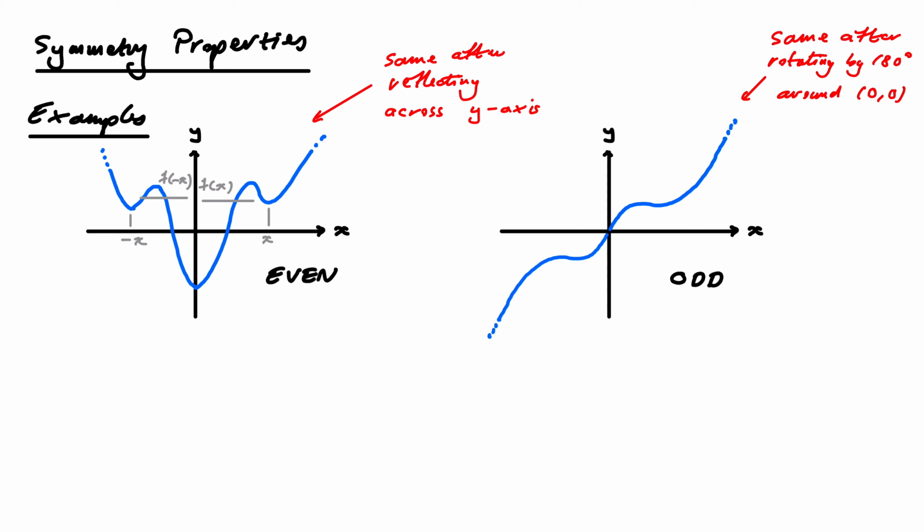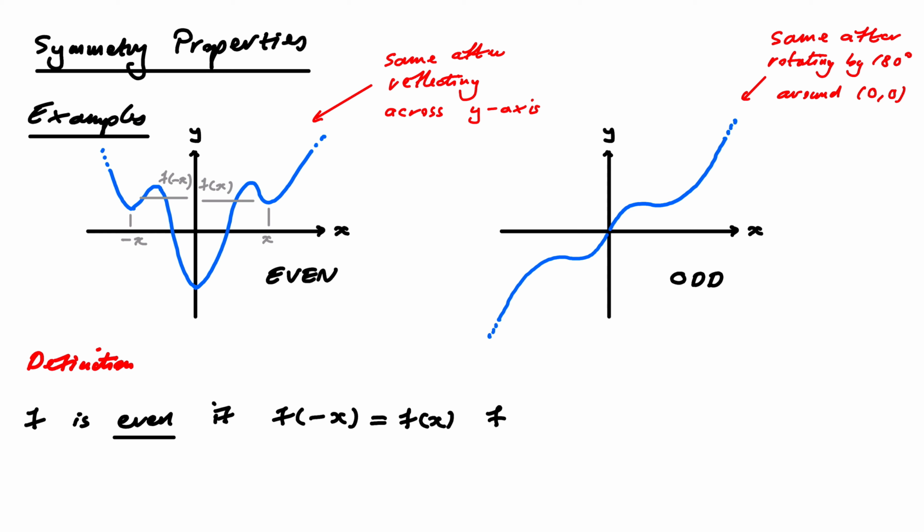So let's do it. Definition. We say that f, the function, is an even function, not to be confused with an even number or anything like that. It's an even function if f of minus x is equal to f of x for all x in the domain. So it's a global property.